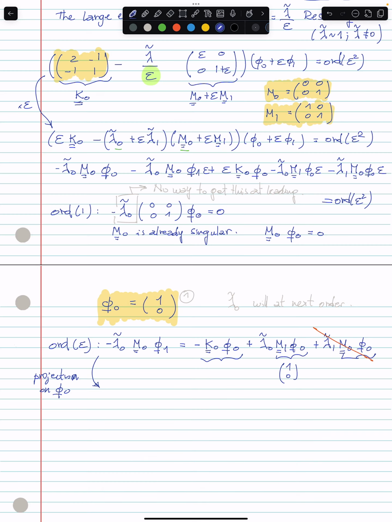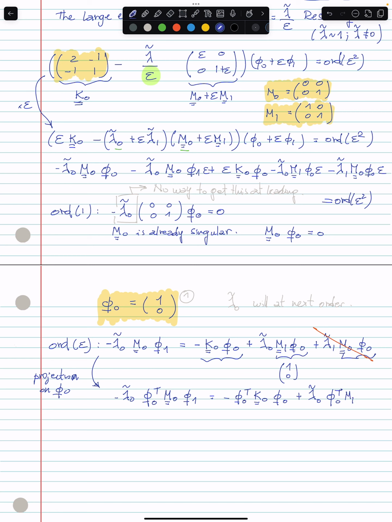And if we want to project this on phi 0, what we have is minus lambda 0 tilde phi 0 transposed m0, times phi 1, is equal to minus phi 0 transposed k0 phi 0 plus lambda 0 tilde phi 0 transposed m1 phi 0.